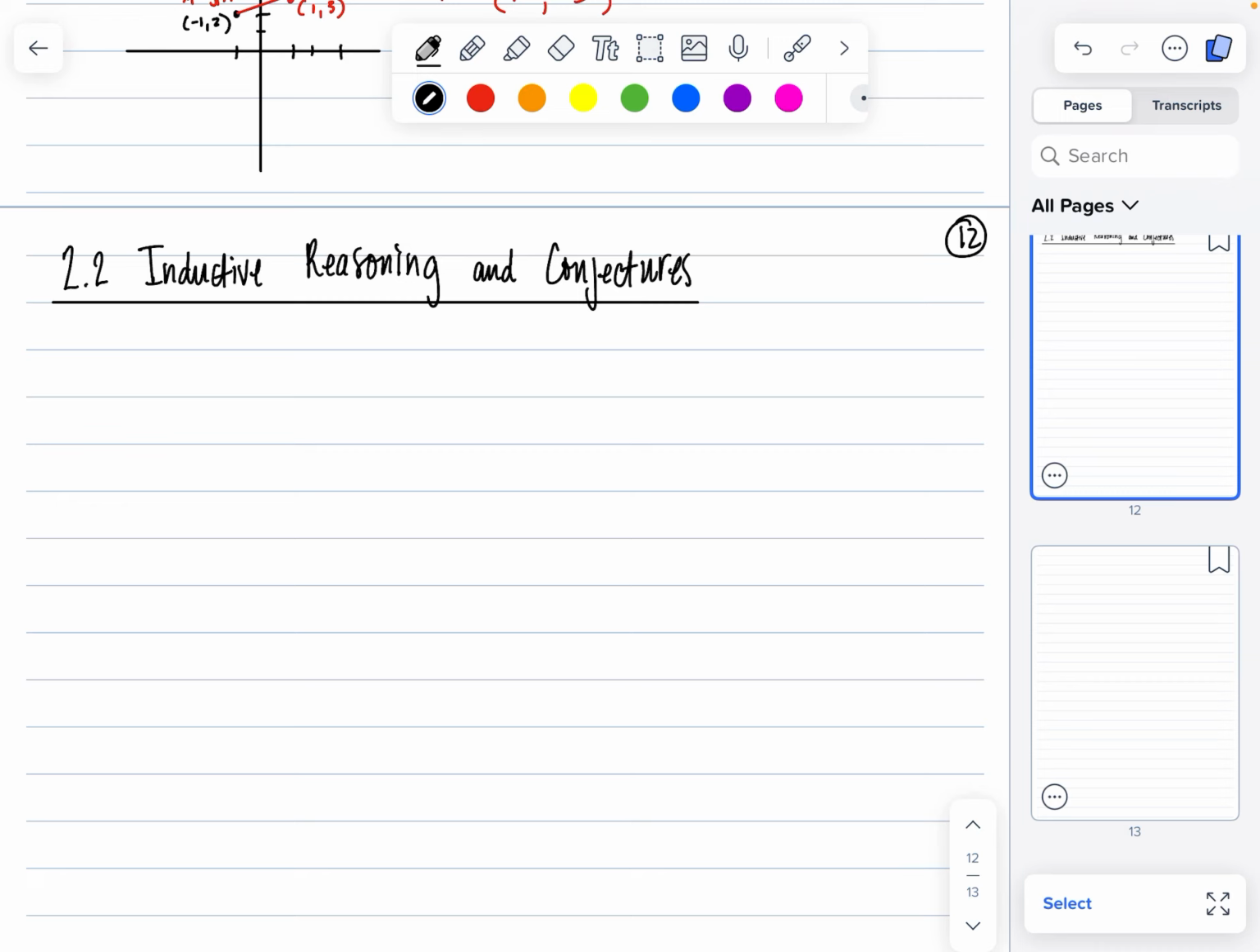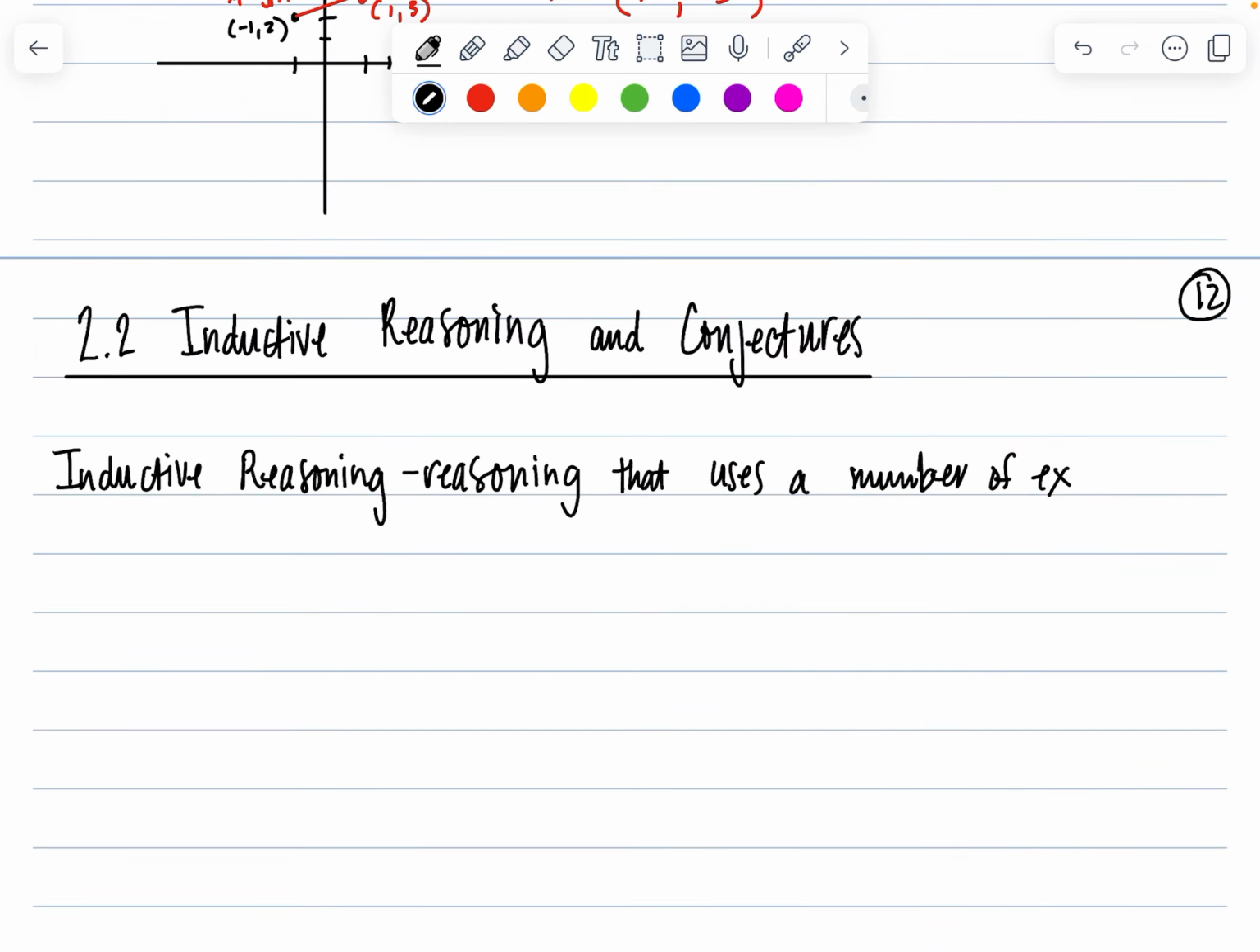Start off with Inductive Reasoning and a proper definition. Inductive reasoning is reasoning that uses a number of examples to arrive at a conclusion.